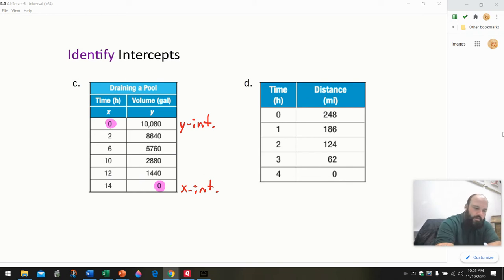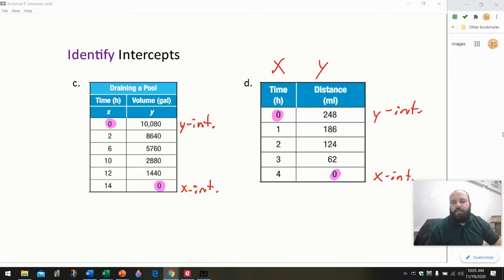Okay, and looking in the next table, same thing. Here we have, this will be our x and this is our y. There's our 0 for the x, there's our 0 for the y. So if the x is 0, it's the y-intercept. If the y is 0, it's the x-intercept.